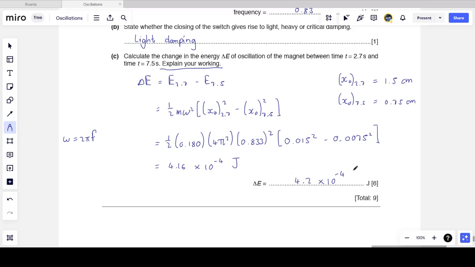So that was a significantly long question. Generally it might be worth 4 marks, maybe 5 marks, but it's been quite a while since we saw a 6-mark question. So you need to know the expression for energy as it relates to amplitude, and specifically energy is equal to half m omega squared times amplitude squared. You have to be able to find the difference in energy between two different times if oscillations are damped. For simple harmonic motion, the total energy never changes. But for damped motion, the energy will change.